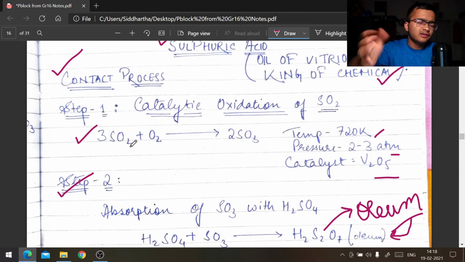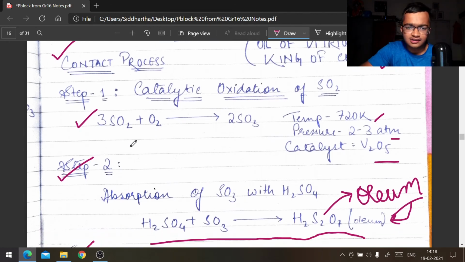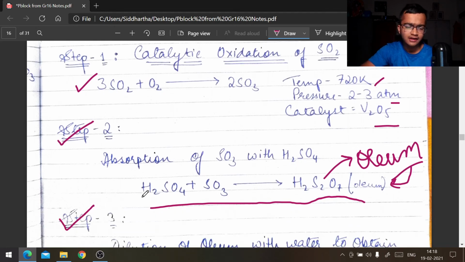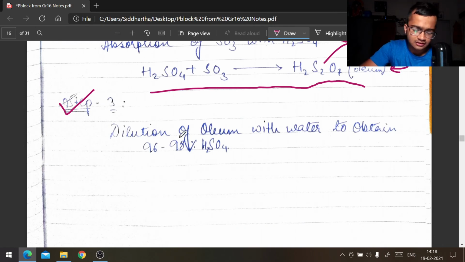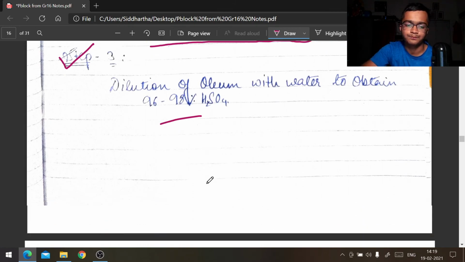For the preparation of sulfuric acid, the process performed is called the contact process, where there is catalytic oxidation of sulfur dioxide, where SO2 plus O2 gives SO3. The catalyst taken here is V2O5, vanadium pentoxide. A temperature of 720 Kelvin and pressure of 2 to 3 atmosphere is maintained. Following that, absorption of SO3 is performed with H2SO4, which gives oleum, H2S2O7. For step 3, there is a dilution of the oleum with water. We can obtain 96 to 98% H2SO4.